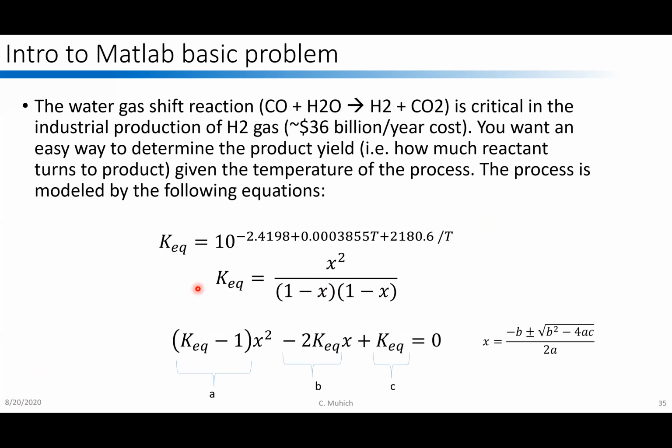this lower equation, which if I multiply it all out and rearrange, we can get a quadratic equation of the form the quantity K_eq minus 1 times x squared minus 2 K_eq x plus K_eq equals 0. A nice simple quadratic equation, which we know how to solve via the quadratic formula, where A is this first term, B is the second term, and C is the third term.